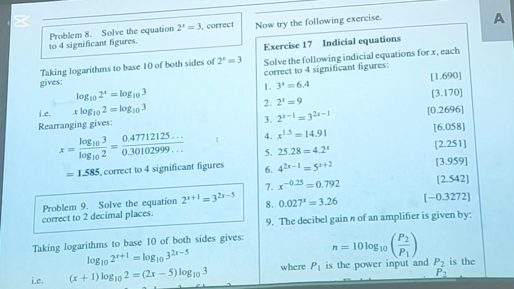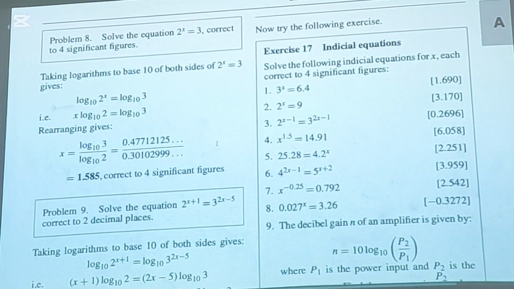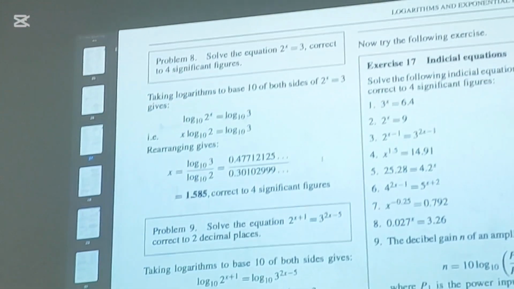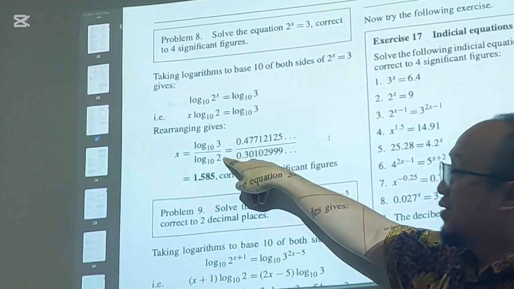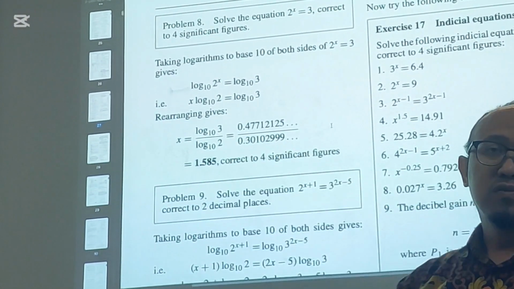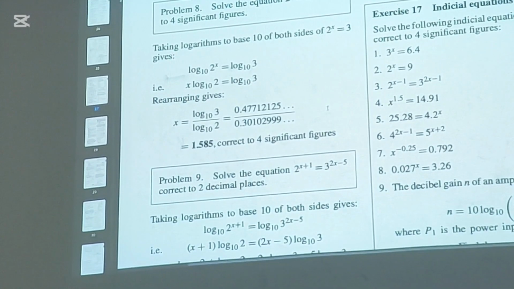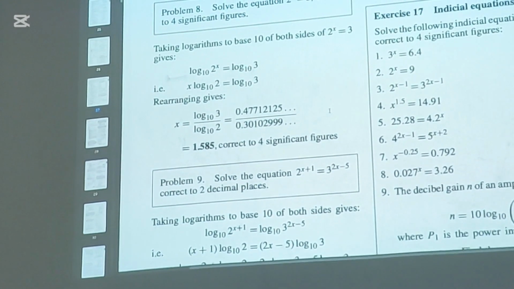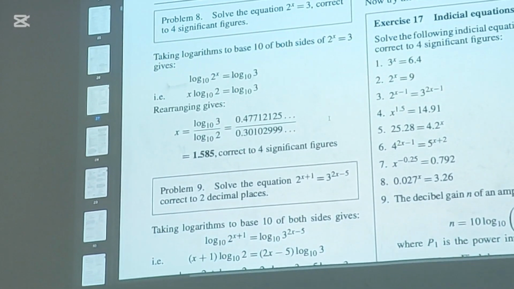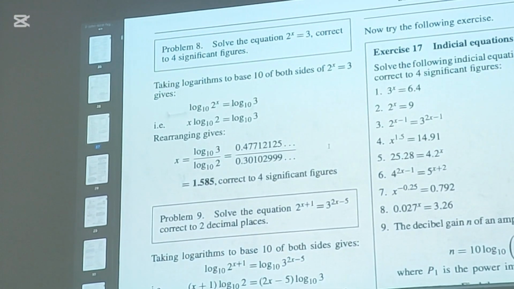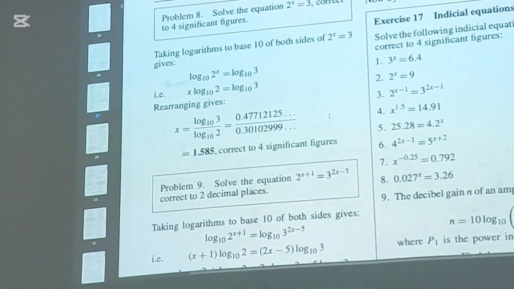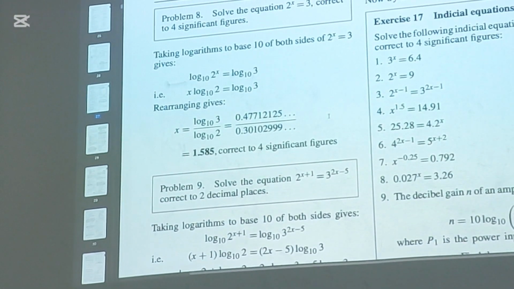But for problem 8, you cannot, because this is already the simple shape. Log 3 and log 2, you cannot do anything. Yes, you can use your calculator. But if you can still change it into an easier way, please use that way.